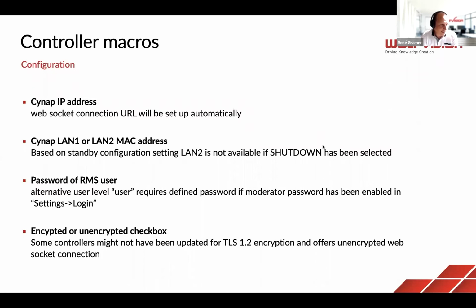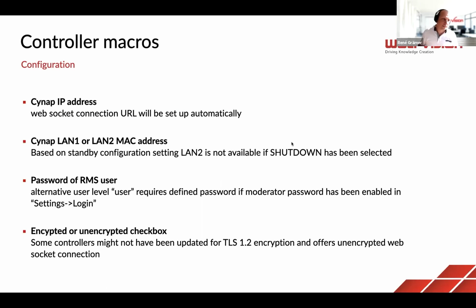Then you have to enter the password that you just configured for the RMS user. Please make sure that you're using a different one, not the same one. And last but not least, you have to decide if you want to use an encrypted or an unencrypted connection, which is just ticking a checkbox. As a side note here, Cynap uses TLS 1.2 by default. So if your Crestron is still running on SSL or TLS 1.1, you have to either use the unencrypted connection or change the security settings on Cynap to use TLS 1 or SSL as well.